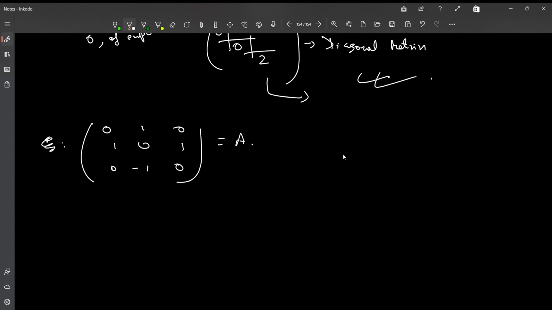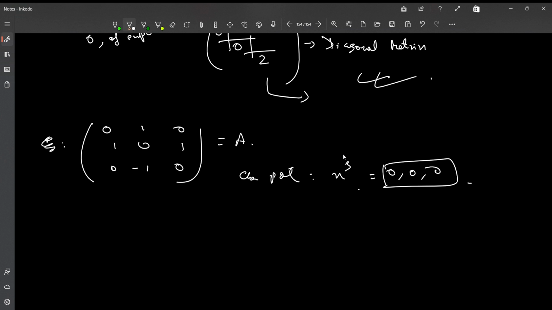Okay. Let us just quickly calculate it out. You have 0, 1, 0. You have 1, 0, 1. And you have 0, minus 1 and 0. Right? Yeah. So the characteristic polynomial, what should it be? I get x cubed. Okay. So you have eigenvalue 0, 0 and 0. Right?